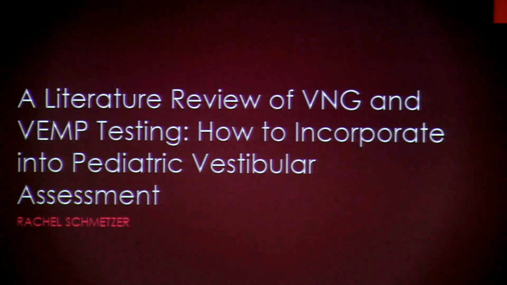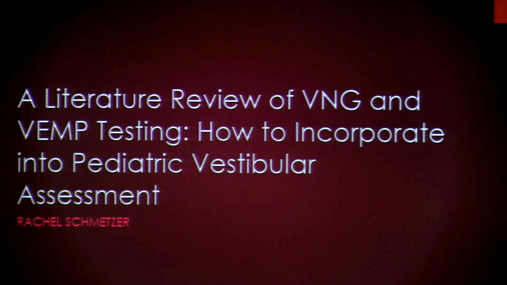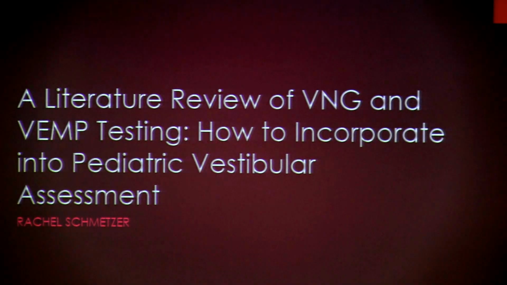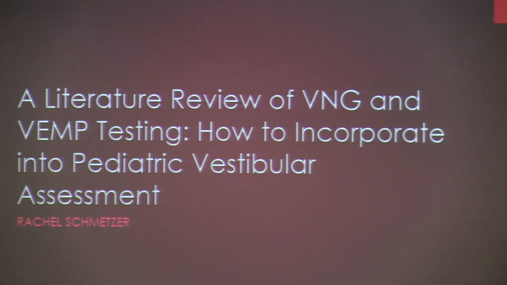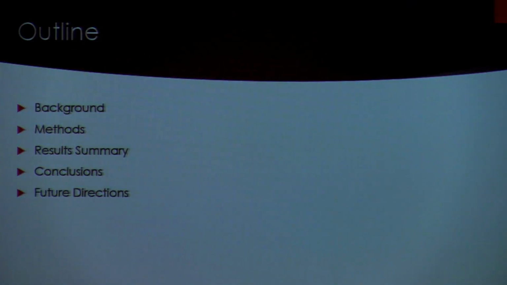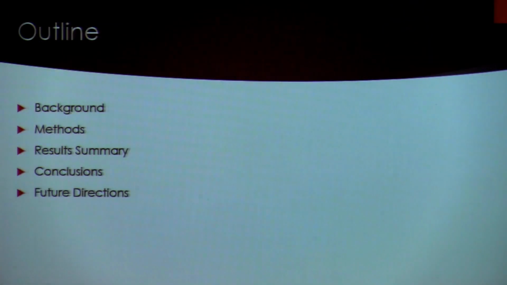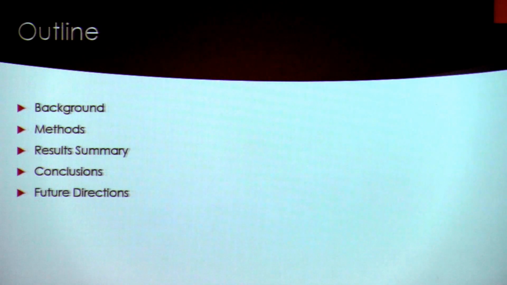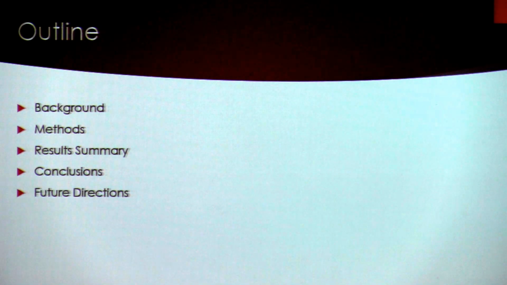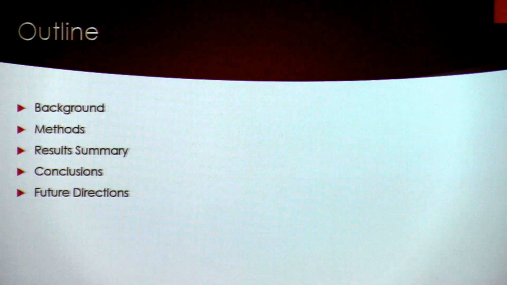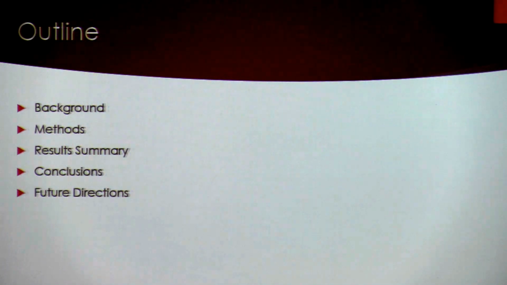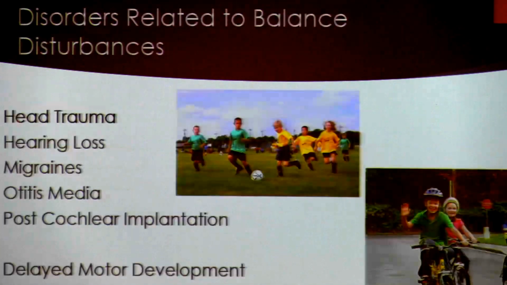Okay, so my study is called A Literature Review of VNG and VEMP Testing: How to Incorporate a Pediatric Vestibular Assessment. So, an outline of what I'll be talking about today: I'm going to go over the background as to why I chose to look into this, how we found our articles, a summary of our results, conclusions, and then future directions we would like to take it.